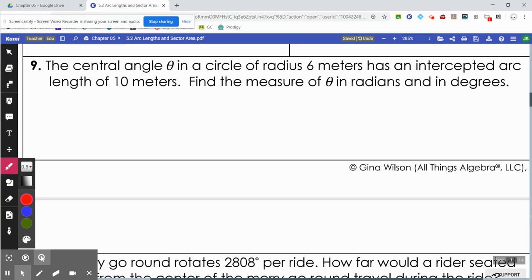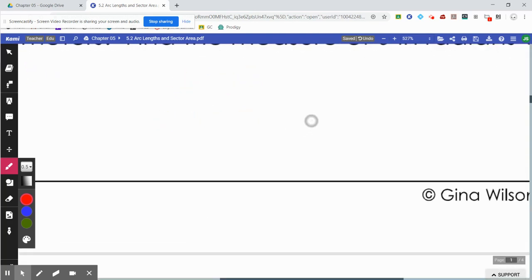Okay, number 9 says the central angle theta of a circle of radius 6 has an intercepted arc that is 10 meters. So we're doing this one backwards. It gives you the arc length, S here, and it gives you the radius. So what they're asking you to do is find the central angle. S is equal to R times theta. If the arc length is 10 and the radius is 6, they ask you to find the angle.